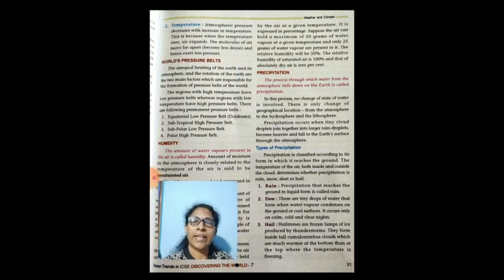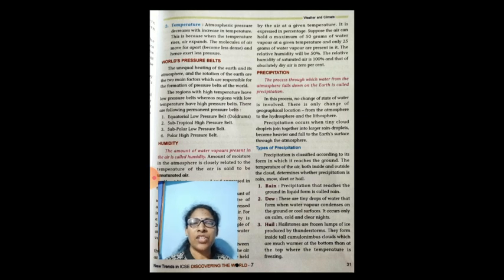The next element is precipitation. So what is precipitation? The process through which water from the atmosphere falls down on the earth is called precipitation. In this process there is no change of state of water. There is only a change of geographical location from the atmosphere to the hydrosphere and lithosphere. So whatever the precipitation, it comes directly onto the ground.